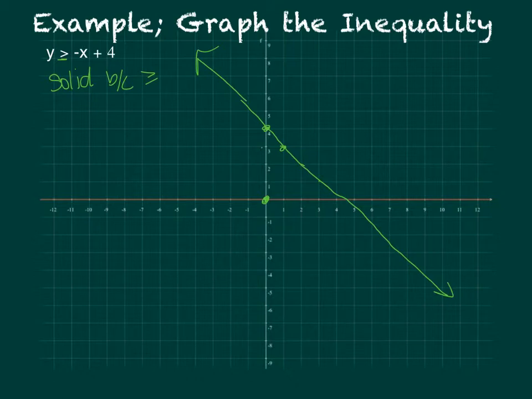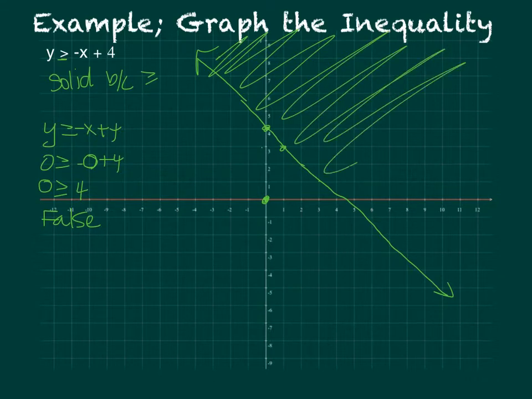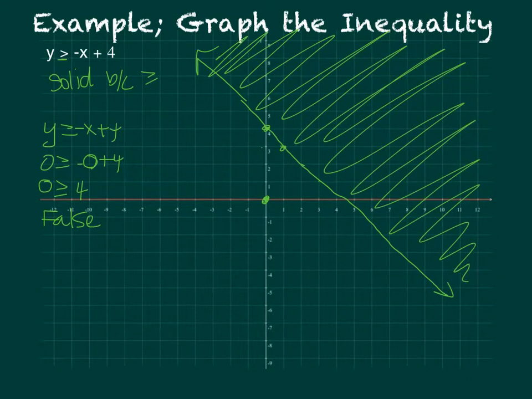So if I test this point, I have y is greater than or equal to negative x plus 4. So I'm going to put in the point 0, 0. So 0 for y is greater than or equal to negative 0 plus 4. So that means that 0 is greater than or equal to 4. Is that true? Well, no, it's obviously not true. It is a false statement. So we shade away from that point. So I'm going to shade above the line up here. And then you just shade it in. And that's how you do it.